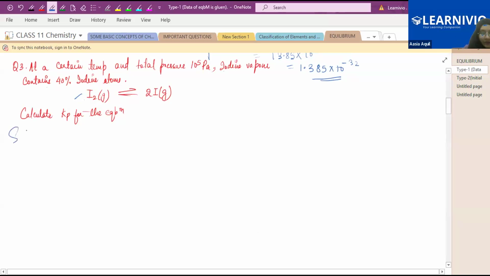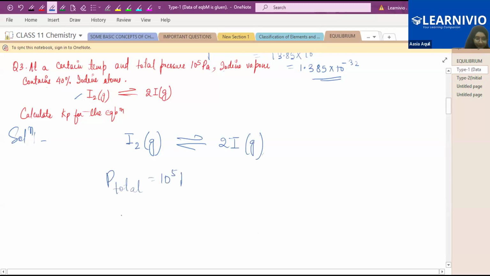So suppose this is your reaction, right? The iodine I2, which is in molecular form, is in gaseous form. It is being converted into atoms, 2 moles of iodine atoms, at a certain temperature. And here the total pressure is 10 raised to the power 5 Pascal. What is the total pressure? So P total is equal to 10 raised to the power 5 Pascal.